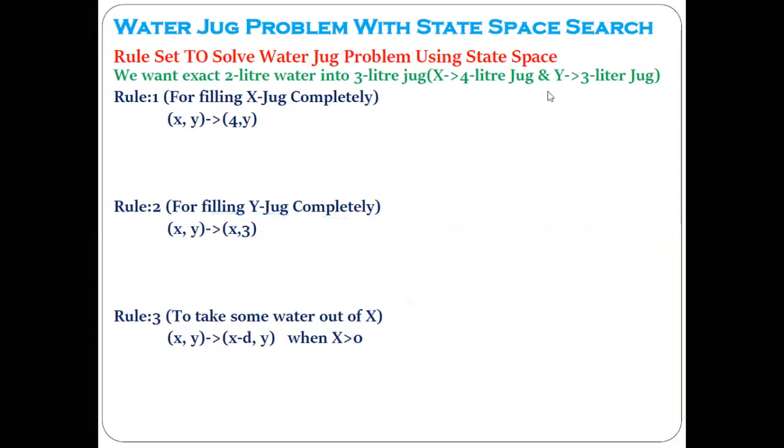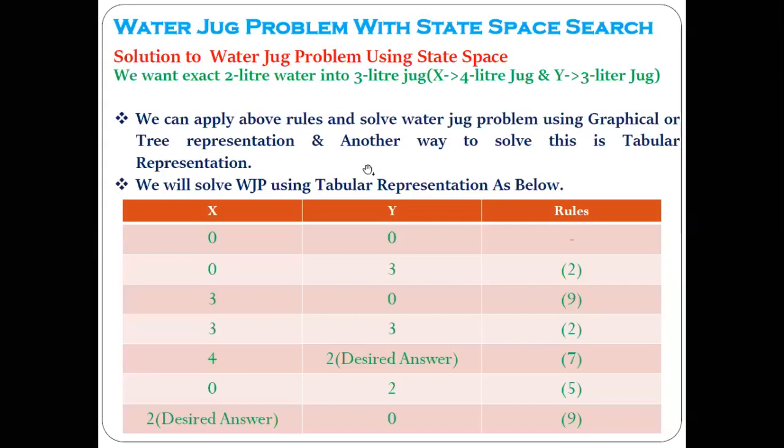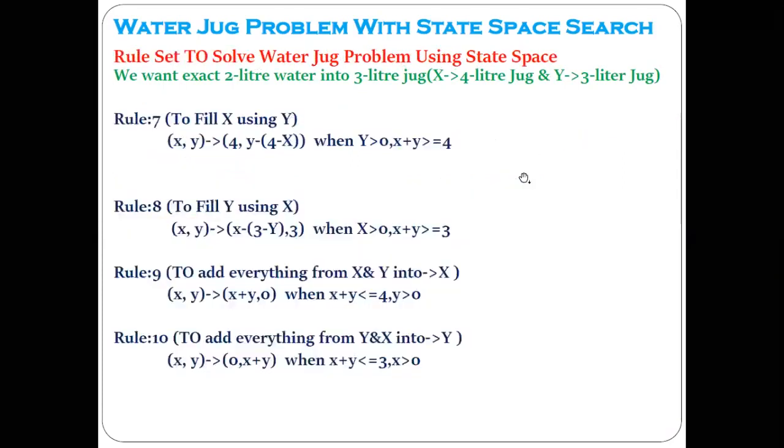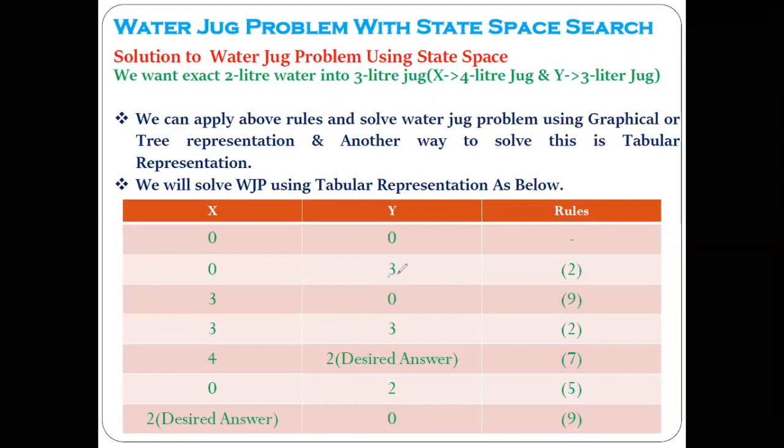Then, in the third step, we'll pour the water from the second jug into the first jug. If you want to pour everything from the second jug into the first jug, then you have to apply rule number 9, to add everything from X and Y into X. Because of that, the Y jug will become empty, 0. So if you pour everything from this jug into this jug, the amount of water in this jug is 3 and this one becomes empty.